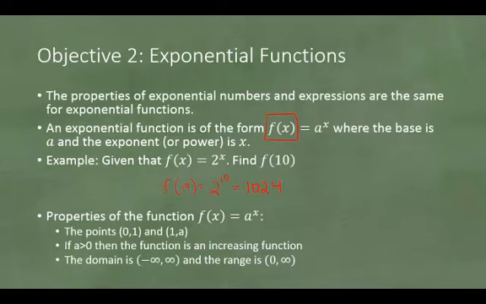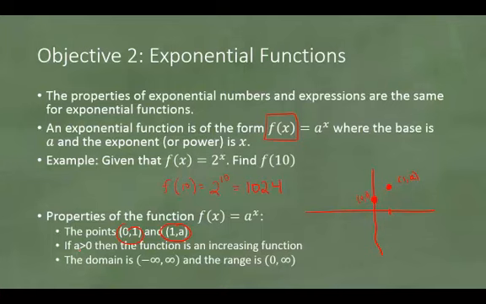Here's some properties of the function f of x. The points (0, 1) and (1, a), whatever this a is, are both on the graph. So 0 for x, 1 for y would be here. That point is always on there. And then 1 for x and a for y, whatever a is. Let's say a was equal to 2, like it is here. (1, a) is on the graph. So (0, 1) and (1, a).